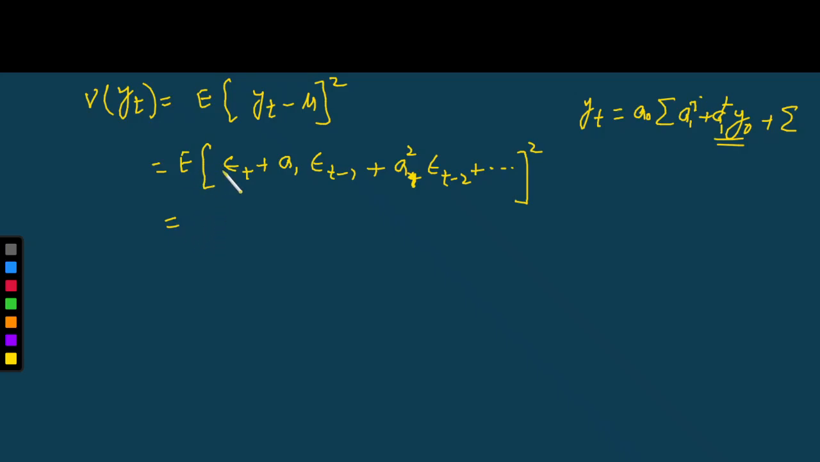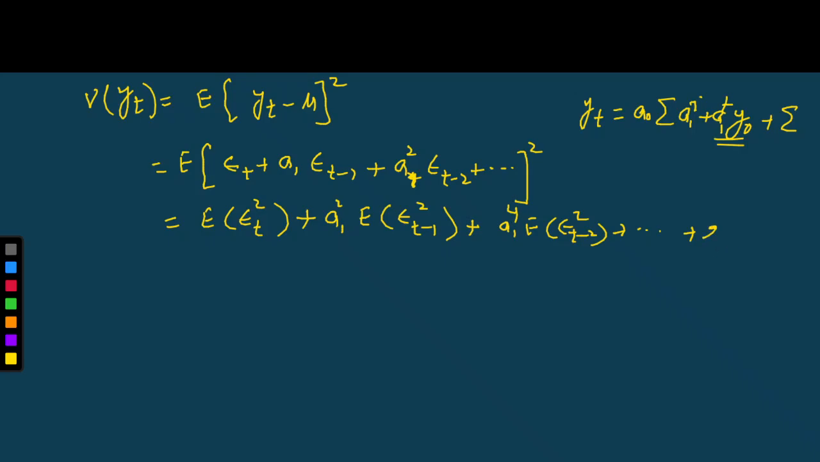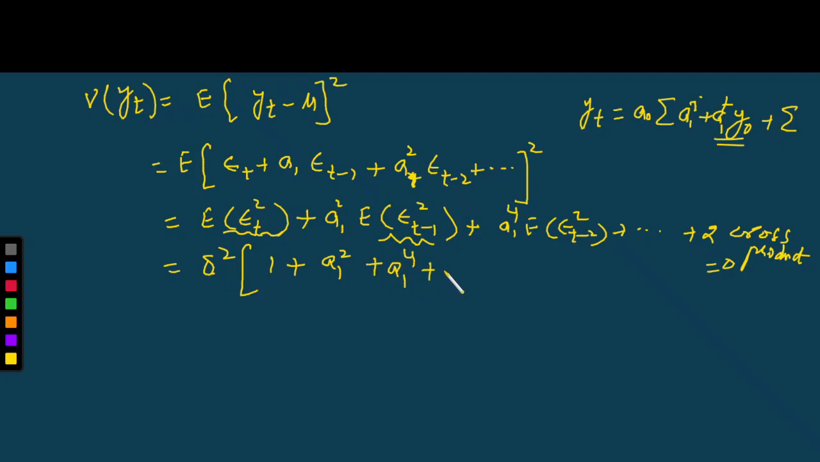Now we know that the expected value of epsilon t square is the variance, and constants come out as squares: expected value of epsilon t minus 1 square, plus A1 to the power 4 times expected value of epsilon t minus 2 square, and so on, plus 2 times cross products. But their covariance, as we defined for white noise, is equal to 0. So each term is sigma square. So 1 plus A1 square plus A1 to the power 4, with sigma square taken common, and if you apply geometric progression, the result is sigma square over 1 minus A1 square.